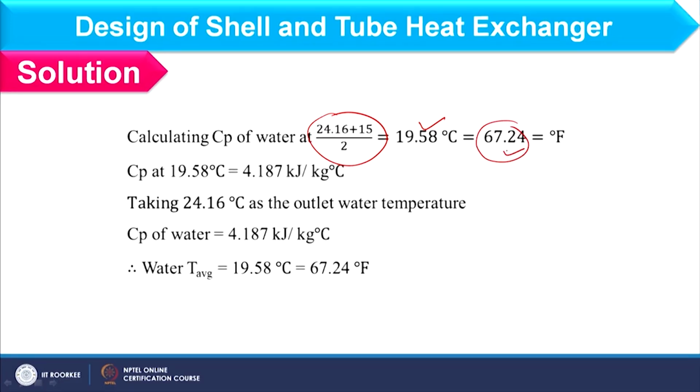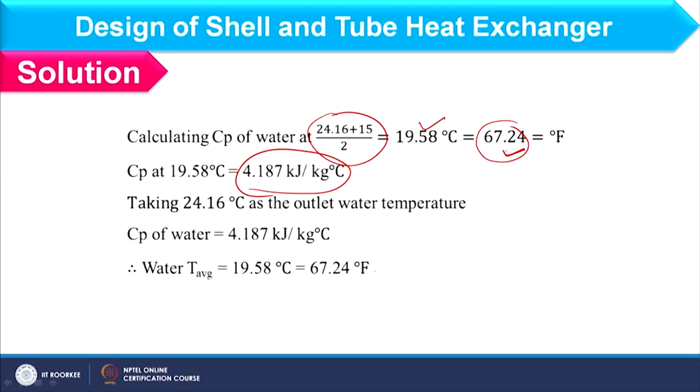Now, at this average temperature we again have to see the Cp value from the graph, which will come out as 4.187. So, in the case of water the assumption will be equal. Okay. However, that will be a completely iterative approach when you are considering fluids other than water. And there is no guideline to assume the initial Cp value, you have to assume it randomly. So, we can consider that the average temperature of water is 67.24 degrees Fahrenheit, fine.